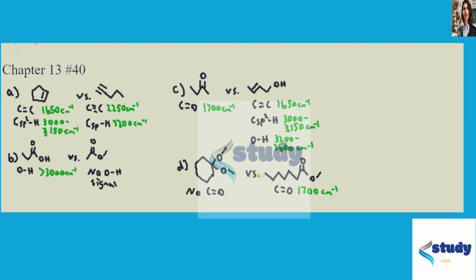For D, the second molecule in D has a carbon double bonded to an oxygen. So again, we should see that right around 1700. And the first molecule in D doesn't have a carbon double bonded to an oxygen. So again, that's very straightforward to identify. If we were given an IR and knew that it had to be one of these two molecules, we could look right at 1700. And if there's a peak, it's the one on the right. And if there's not a peak at 1700, it's the one on the left.